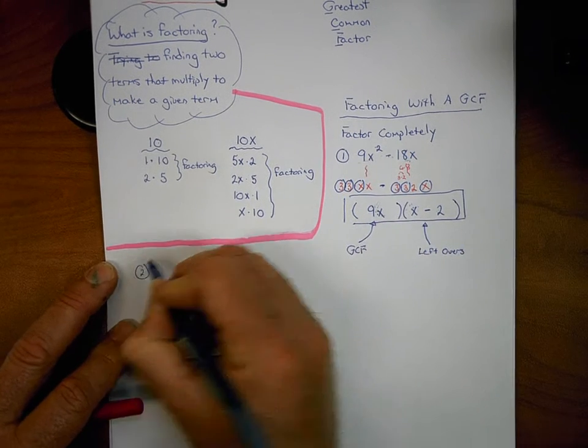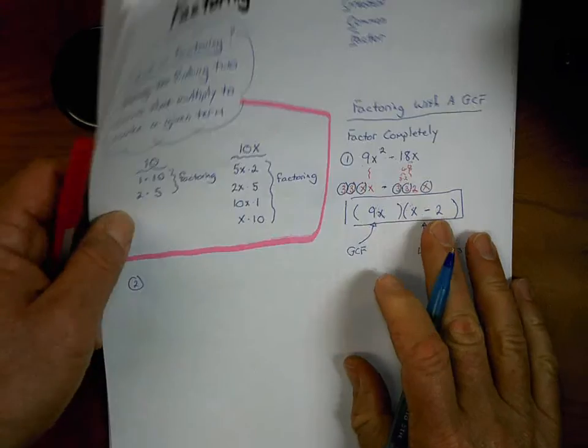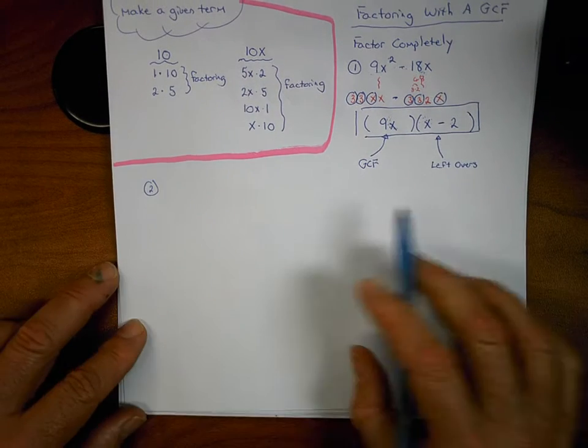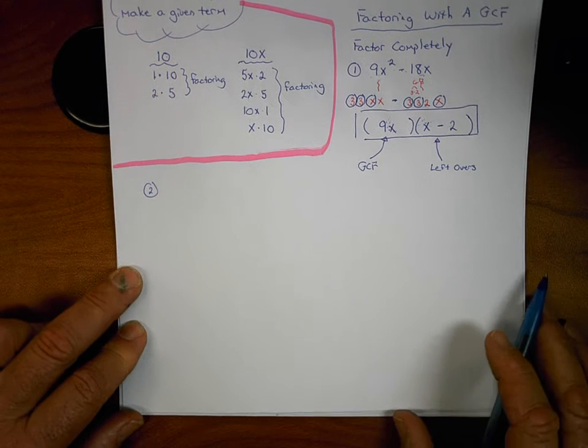Okay, let's do another one. Let's do another one that's a binomial, and then we'll do a third one that is a trinomial. Okay, all right, Lily, what do you think? Let's come up with another binomial. Let's keep the numbers small.